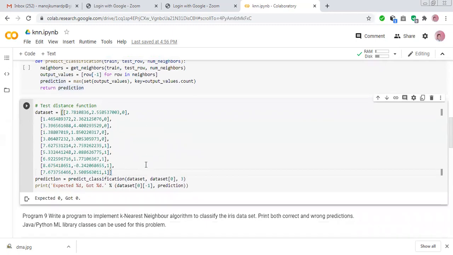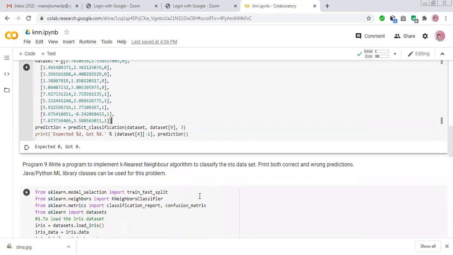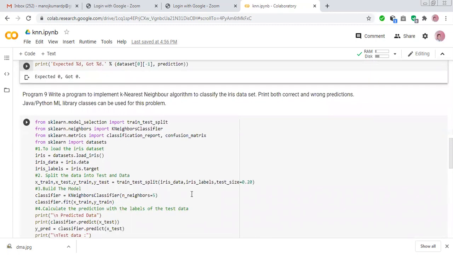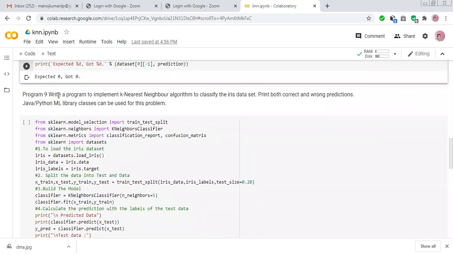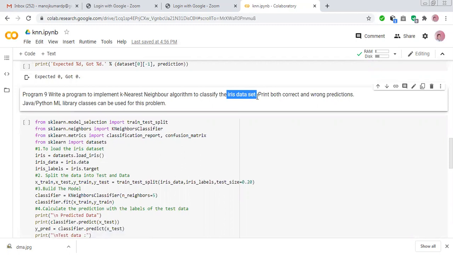Okay, so now you come to your lab set program. This will be very easy, you can easily understand. This is a lab set program, program number 9: implement K-nearest neighbor to classify the iris data set. What is the data set? Iris data. Iris means what you have inside your eyes, that we call iris data. Print both correct and wrong predictions.